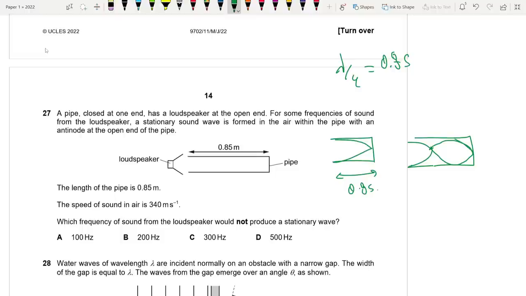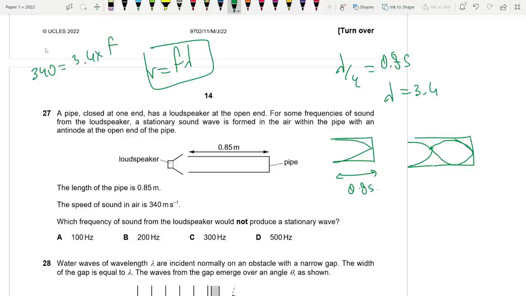So lambda is equal to 4 times 0.85, which is 3.4. And you know that v is equal to f lambda, right? So 340, the speed, is equal to 3.4 times f. So 340 divided by 3.4 is 100 hertz. So we will get 100 hertz.